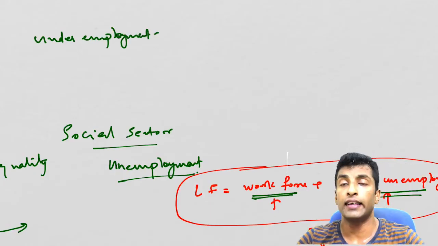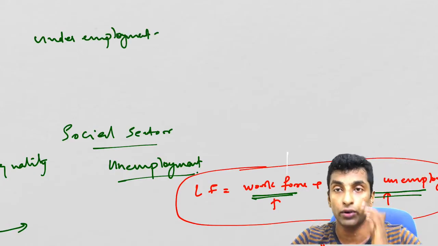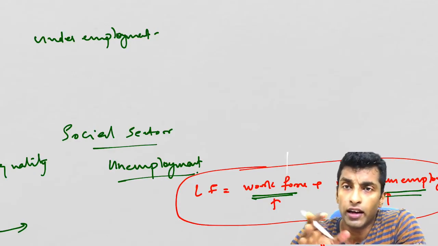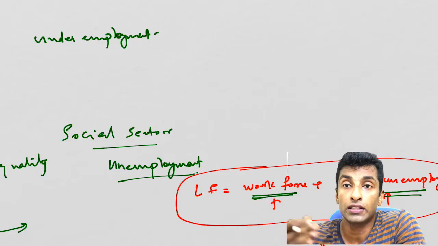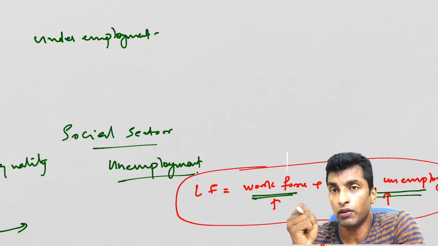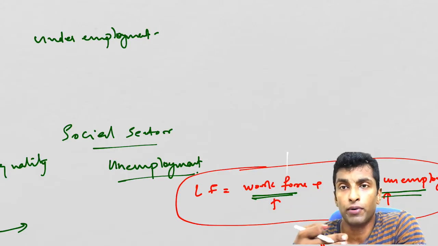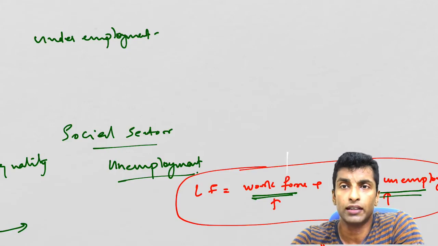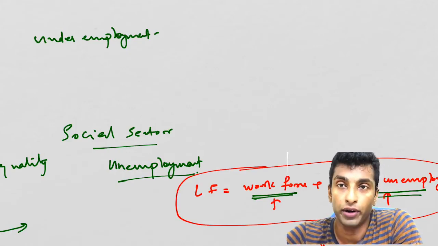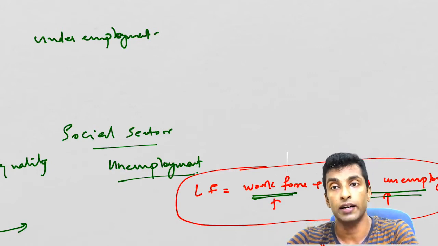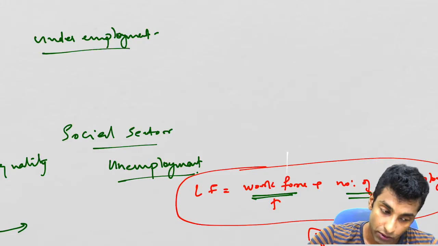Underemployment can be considered a part-time activity, or a person is employed in an activity which is not commensurate with his ability, experience or knowledge. So if you are better qualified and employed in an area where that much qualification is not required, you may be considered underemployed, not unemployed. Similarly, if you are in a part-time setup, then also it is considered underemployment. So that's about underemployment.